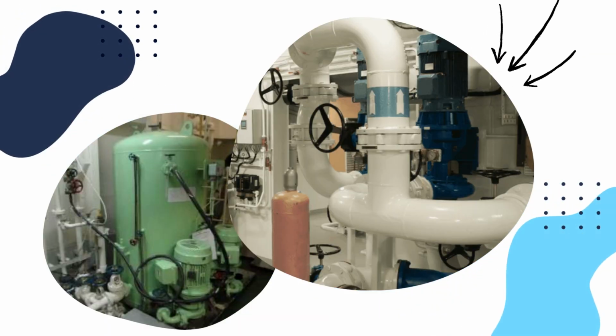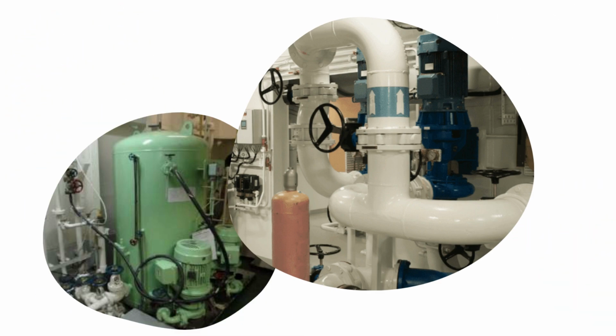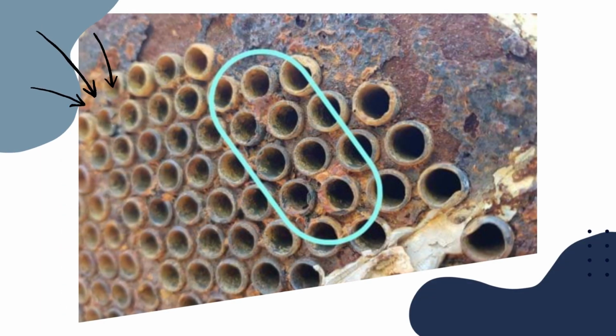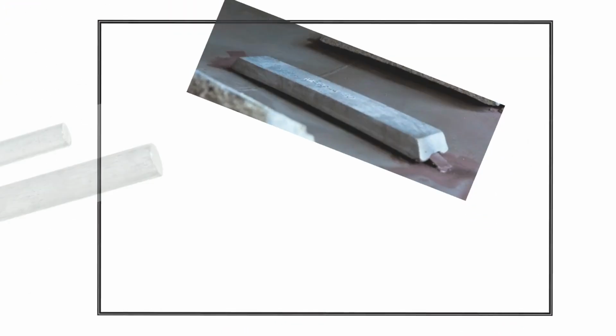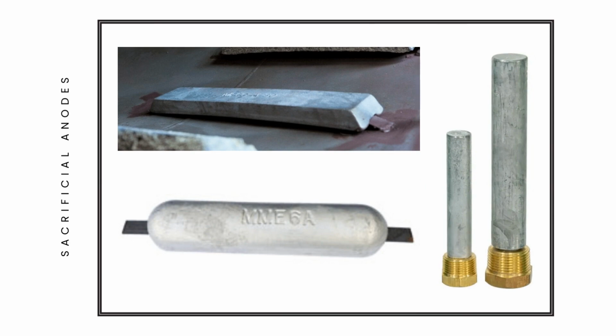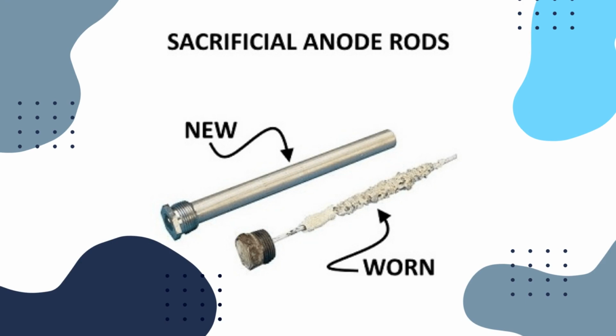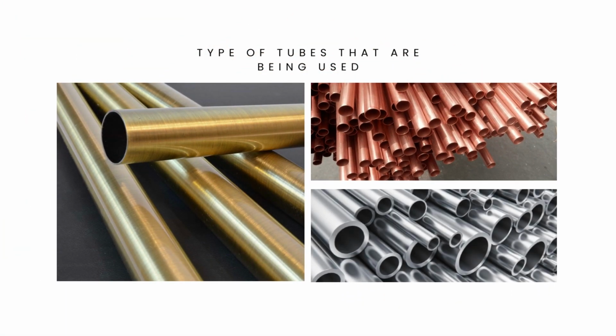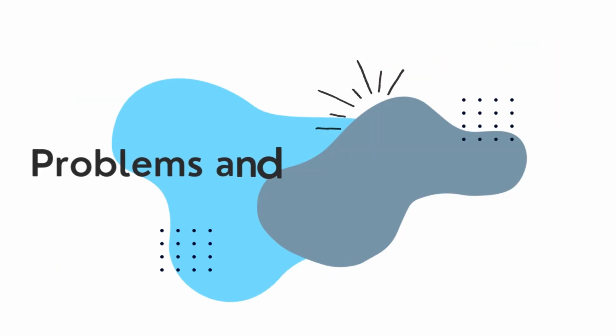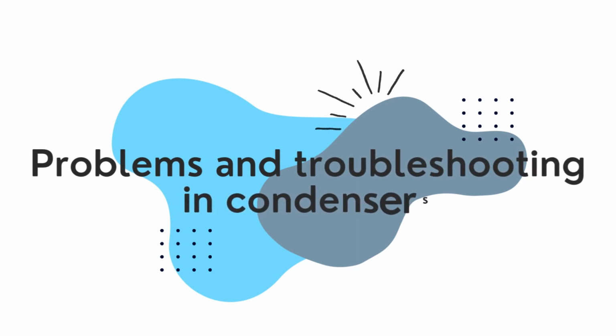But nowadays, since the central cooling system is becoming more famous, cooling through fresh water is making its way into this industry. To prevent metal tubes from being eroded by the seawater, we keep its velocity to around 2.5 meters per second. To prevent corrosion of metal parts in a condenser, sacrificial anodes are used. Sacrificial anodes degrade themselves, and hence the whole metal structure is prevented from getting damaged by the seawater. For long life, the tubes used in this equipment are made from metals like cupronickel, brass tubes, etc. Now, let's look at the problems and troubleshooting in condensers.